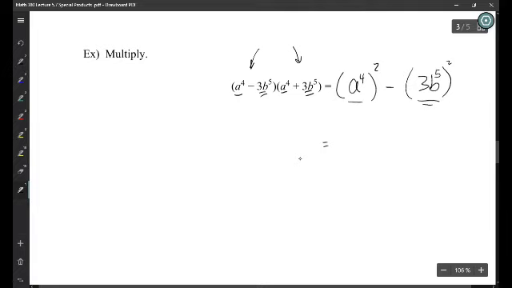Recall that we multiply exponents. 4 times 2 is 8, so a to the 8th. And then minus, here we have 3b to the 5th. So that's 3 squared, 9. And b to the 5th squared, multiply exponents, 5 times 2, 10. So a to the 8th minus 9b to the 10th. And let's indicate that as our answer.